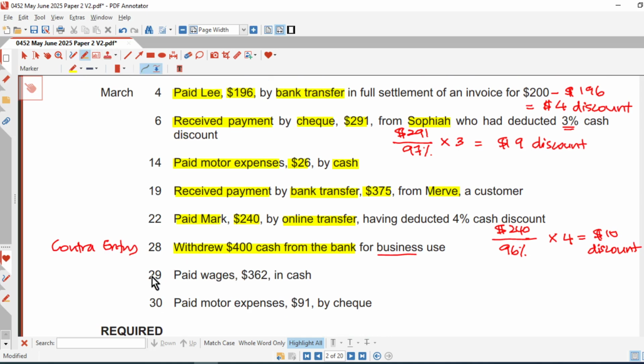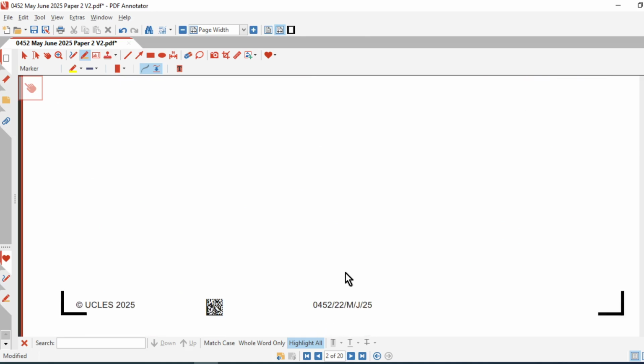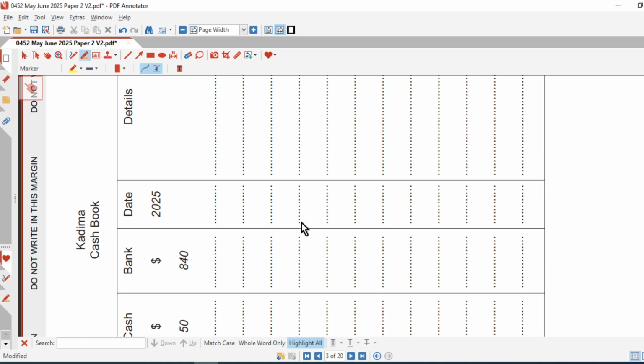Okay, so you have a transaction on the 29th. We paid wages, $362 in cash. So that was the withdrawal. Right, then on the 30th, last day, we paid motor expenses, $91 by check. So other than working out the discounts, I believe the question here is very straightforward. You should be able to score full marks or at least 90% for the first question.